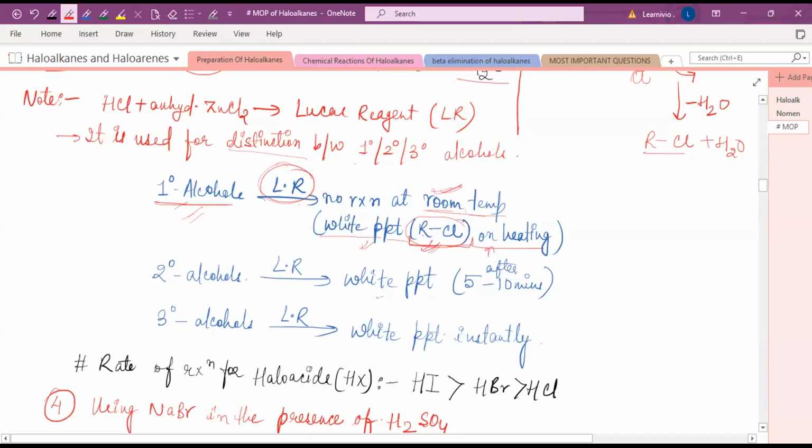And the secondary alcohol, if there is a secondary alcohol, on Lucas test, on treating it with Lucas reagent, it will just give a white precipitate after 5 to 10 minutes. You have to wait for 5 to 10 minutes at room temperature, so it will give a test.